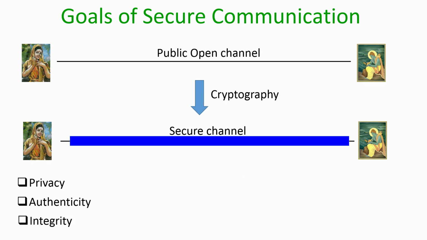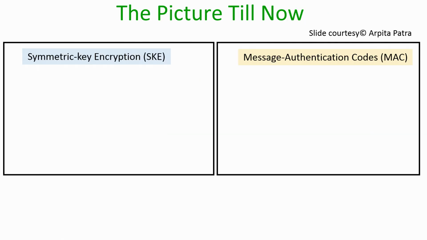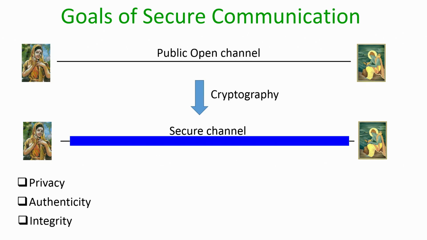The third property is integrity, namely if there is a malicious or active adversary sitting over the channel, observing the communication and trying to modify it by reordering the packets or inserting new packets, then it will be detectable by the receiver or the sender and vice versa. So, these are the three goals of secure communication, and we have seen various primitives to achieve separately the privacy property and the authenticity and integrity property.